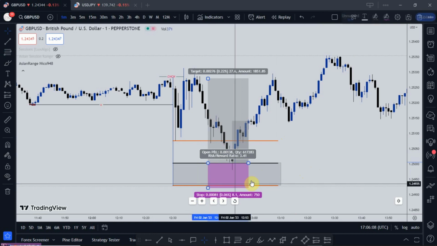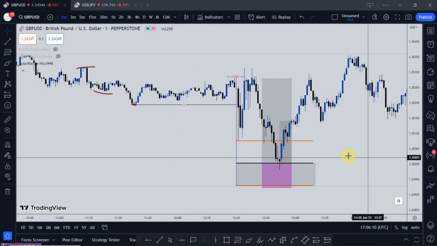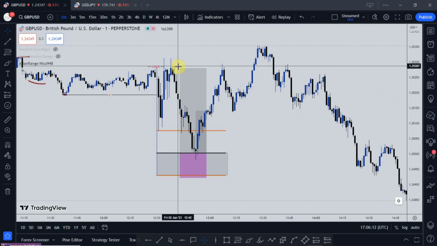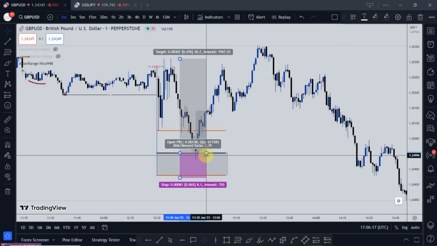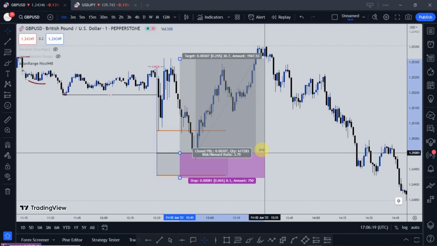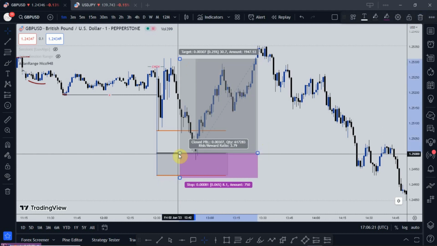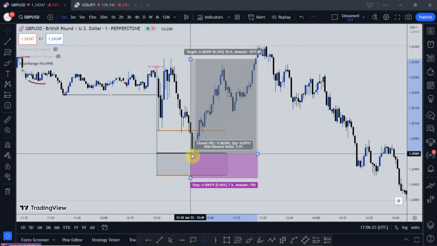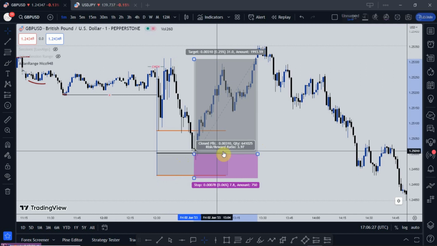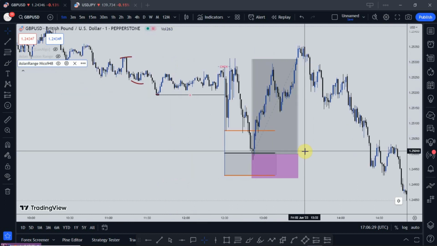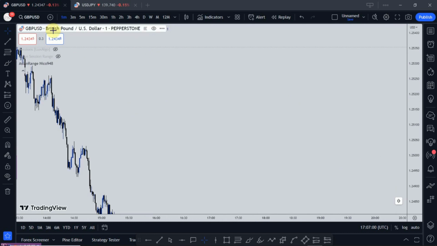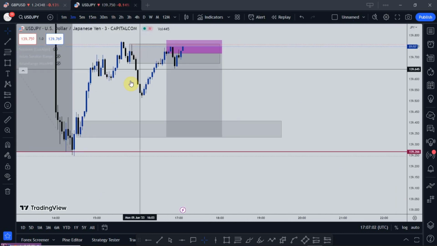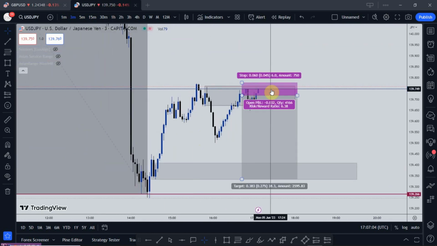Risking 8.1 pips, and you target the highest point, which is over here. So you get 1:3. You made 1:3, which is 0.25% of your challenge account. You can see how easy it is. So let's take USD JPY and see if it is also happening.